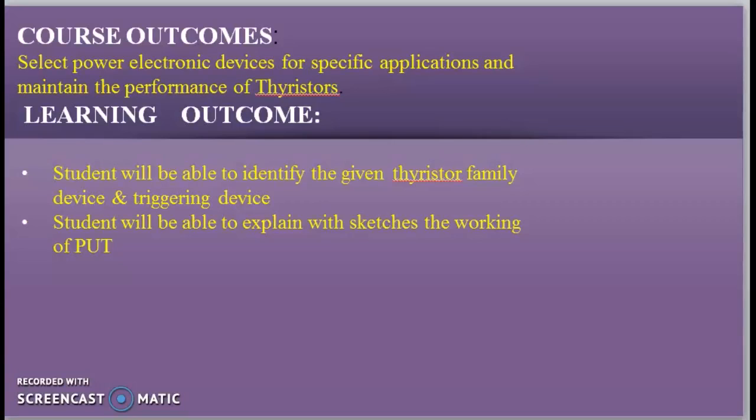Dear students, today we are going to see what PUT is all about. The PUT is nothing but Programmable Unijunction Transistor.